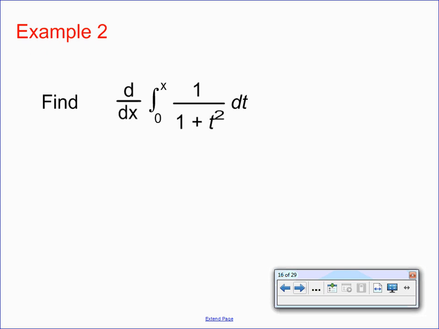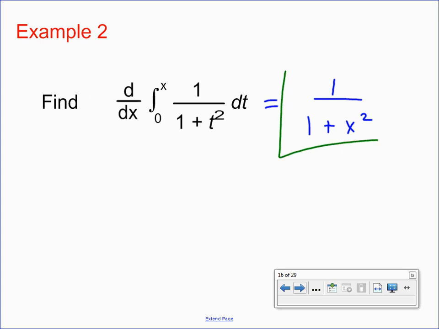And so guess what? This is as easy as rewriting my integrand function, except everywhere I see a t, you're not going to put a t. What are you going to put? X. That easy.